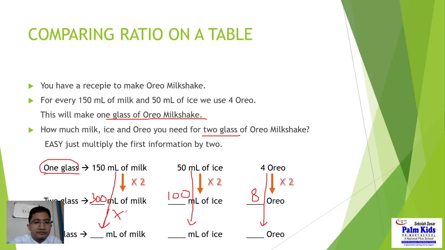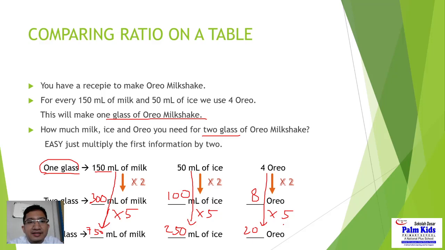So you multiply by 5, and multiply by 5. 150 multiplied by 5 is 750. 50 milliliters multiplied by 5 is 250. And the last one, 4 multiplied by 5, is 20. So to make 5 glasses of Oreo milkshake, you need 750 milliliters of milk, 250 milliliters of ice, and 20 Oreo.